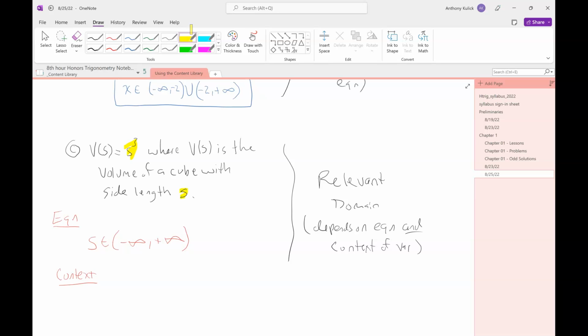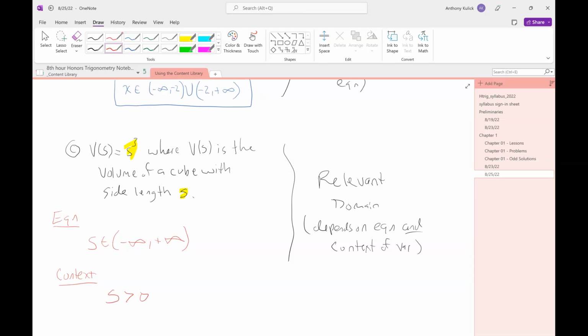Everybody's okay with that? What does S represent in this problem? No, like the context of it. Side lengths of a cube. Okay? What kind of numbers is it okay to have as a side length of a cube? Positive. Everybody's okay with that?